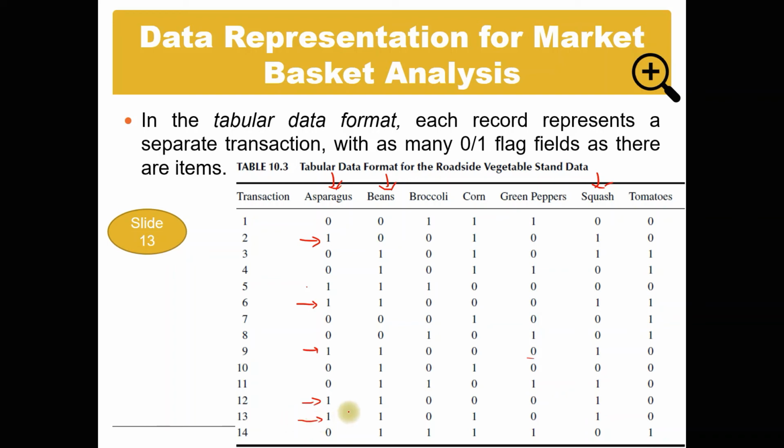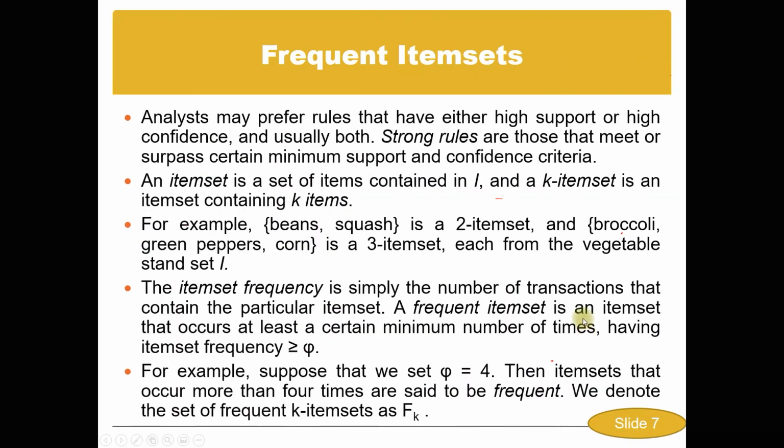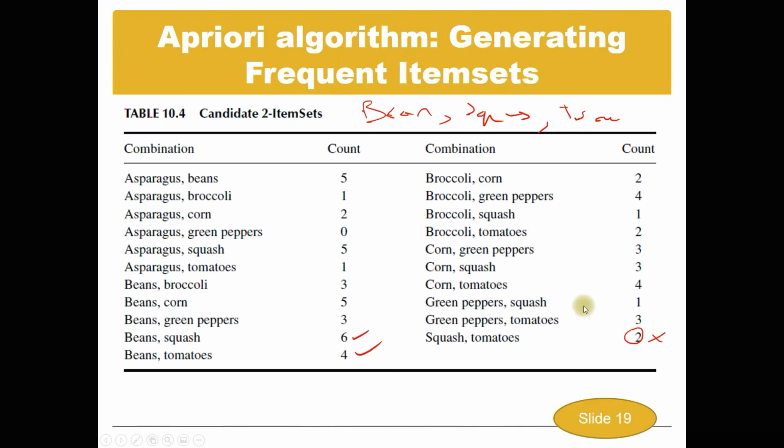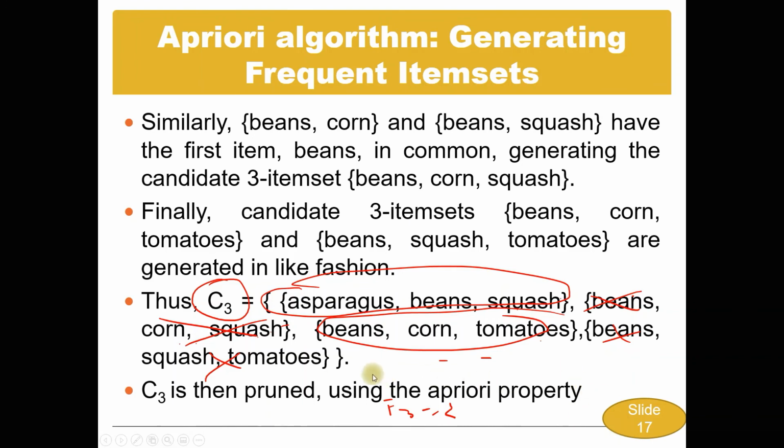So we have 5 times. So this is going to be part of our F3. In other words, this one is all good. We are not going to prune it out. So we already have part of our F3 set: asparagus, bean, and squash.